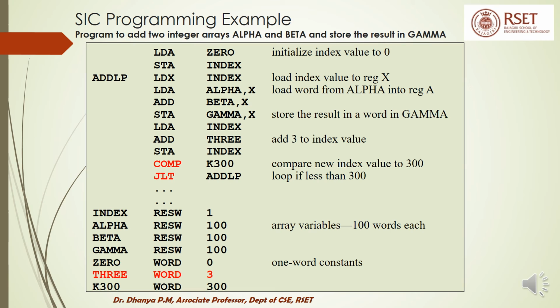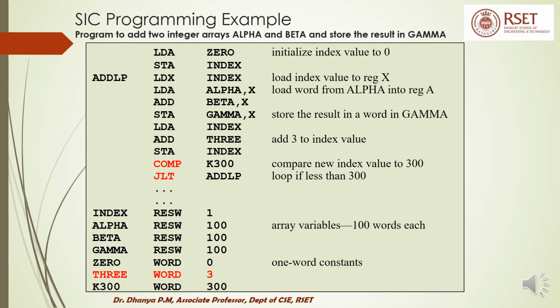Now that content is added with the first number in the array beta using the statement ADD beta,X. The result is now available in the accumulator. It is taken to the memory location gamma using the statement STA gamma. Now the index, which is having the value 0, is loaded to the accumulator and 3 is added to it. And the content is now stored back to index using the statement STA index.